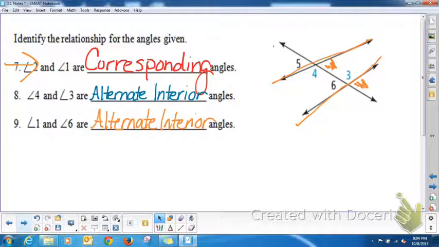4 and 3, they're alternate interior. They're on different sides of the transversal between the 2 lines in the interior. And then lastly, 1 and 6, they're another example of alternate interior angles.